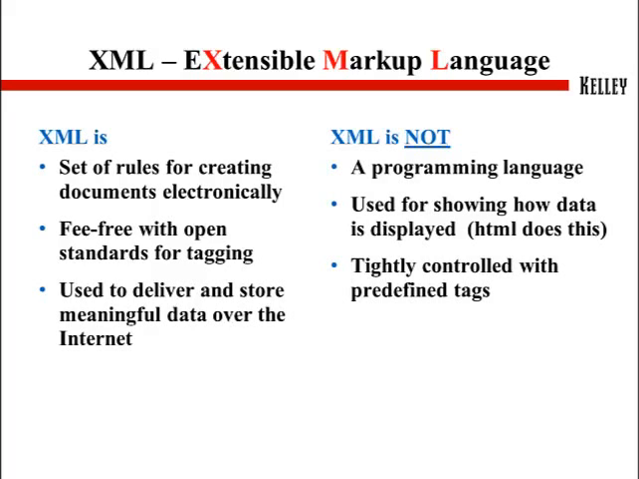XML is a set of rules for creating documents electronically. It's fee-free with open standards for tagging. It's used to deliver and store meaningful data over the internet. XML is not a programming language. It's not used for showing how data is displayed, which is what HTML does. And it is not tightly controlled with predefined tags.